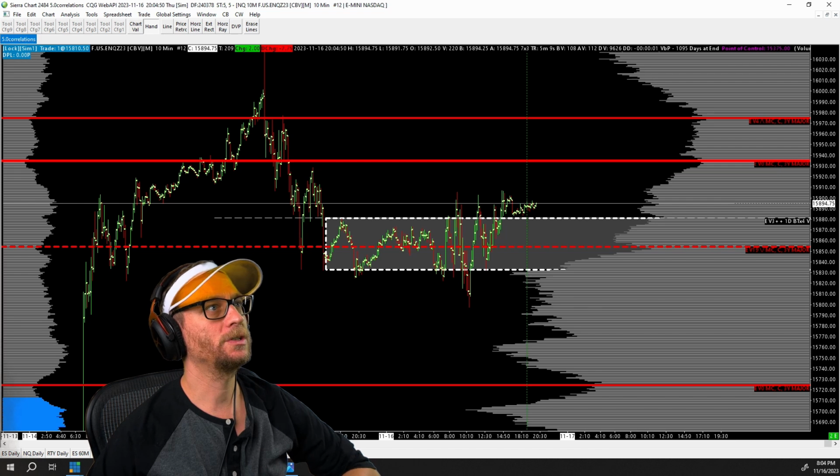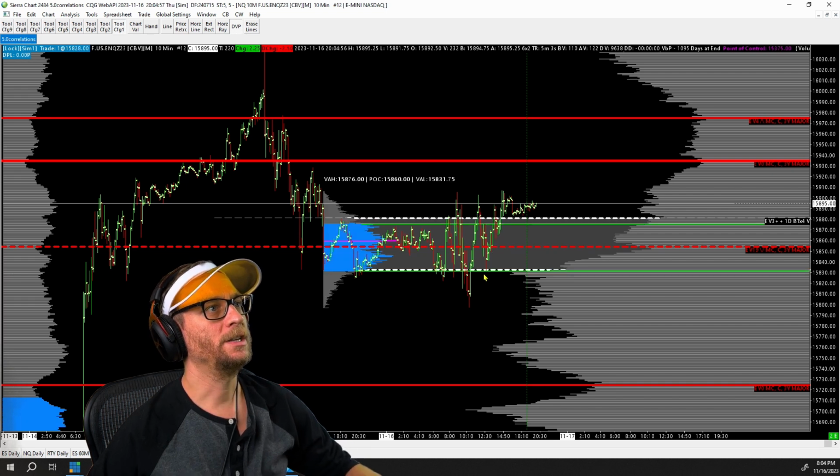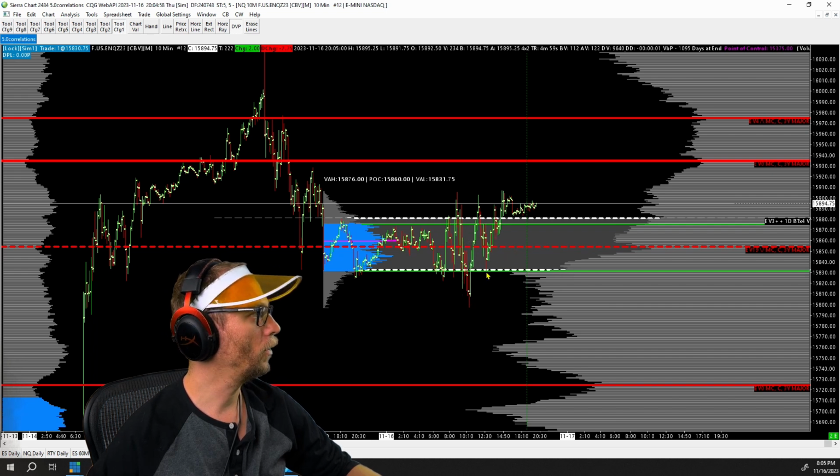Also, another interesting thing happened during the session that I noticed. See this right here, this wick down here, it's hitting the value area low.